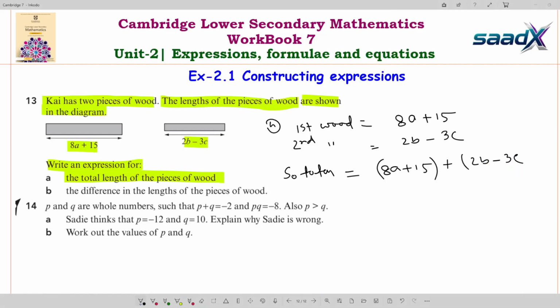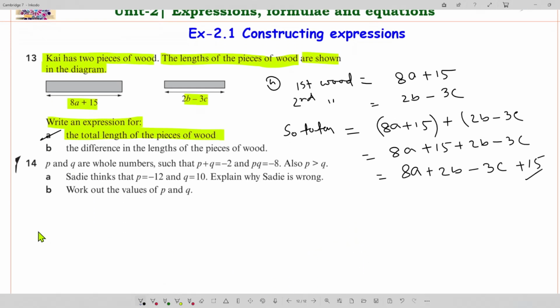So what is happening in here? Here is 8a plus 15 plus 2b minus 3c. So you can rearrange it as 8a plus 2b minus 3c plus 15, and this is the expression. So this is number A. Number B of 13, the difference in length of the pieces of wood.